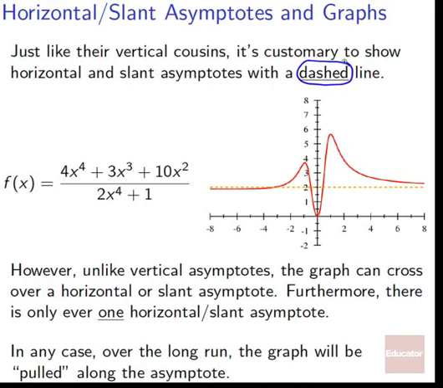So if we had 4x to the fourth plus 3x cubed plus 10x squared divided by 2x to the fourth plus 1, we'd get this graph over here on the right. And notice it's got a horizontal asymptote at 2.